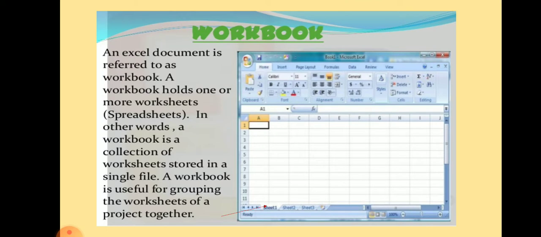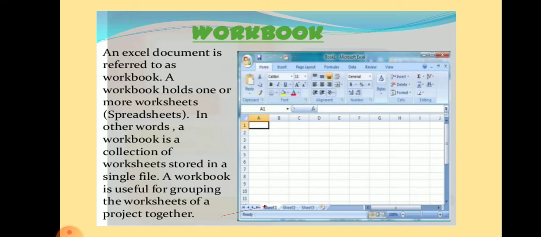So, what is a workbook? An Excel document is known as a workbook. A workbook holds one or more worksheets or spreadsheets. In other words, a workbook is a collection of worksheets stored in a single file. A workbook is used to group the worksheets of a project together.